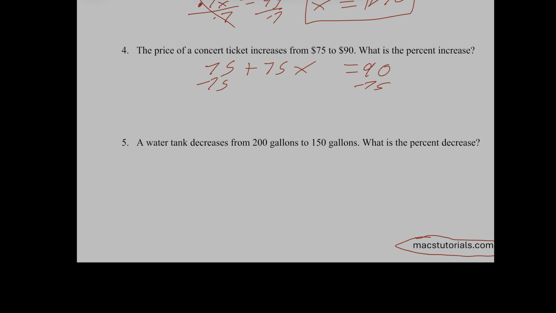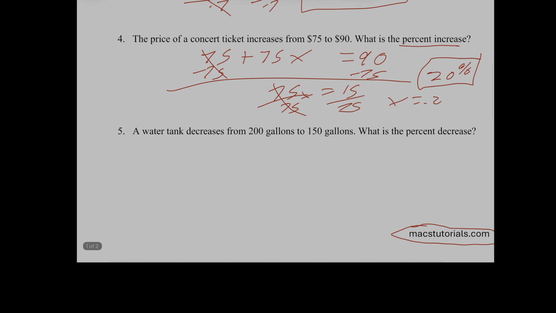Now, after I subtract $75 from both sides, I get 75x equals 15, and I'm going to divide by 75. And my x, when I go 15 divided by 75, I'm just going to get a very simple 0.2. How do I write 0.2 as a percent, though? That's going to be 20%.